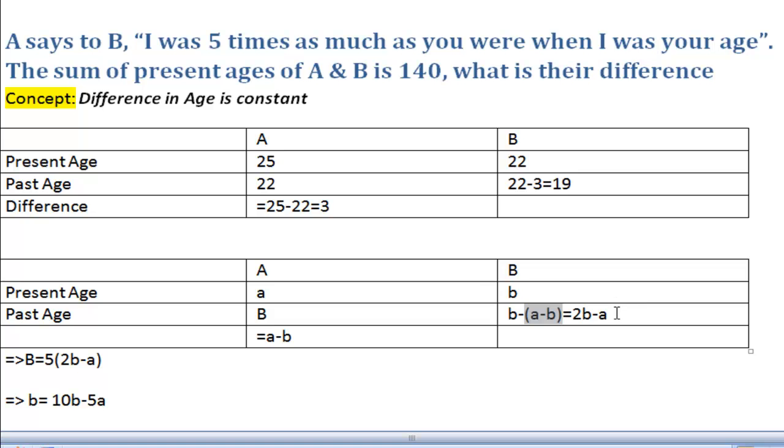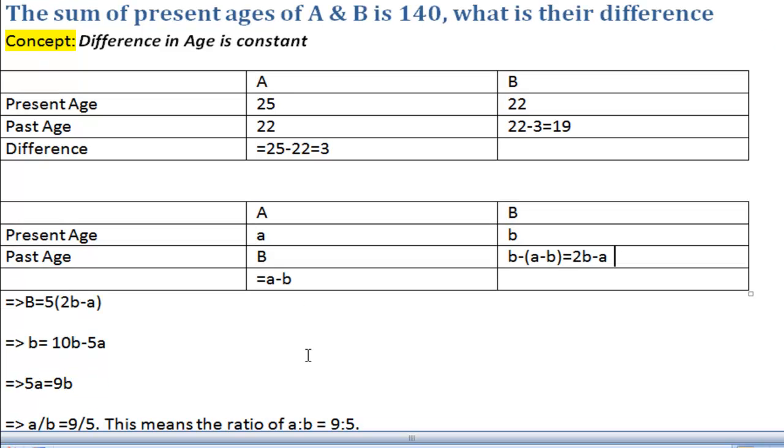That becomes 2B minus A. If you get this concept of 2B minus A very clearly, you will understand the rest of the problem to be very simple. I've captured the values by equating from the first statement, which is "I was 5 times as much as you were."